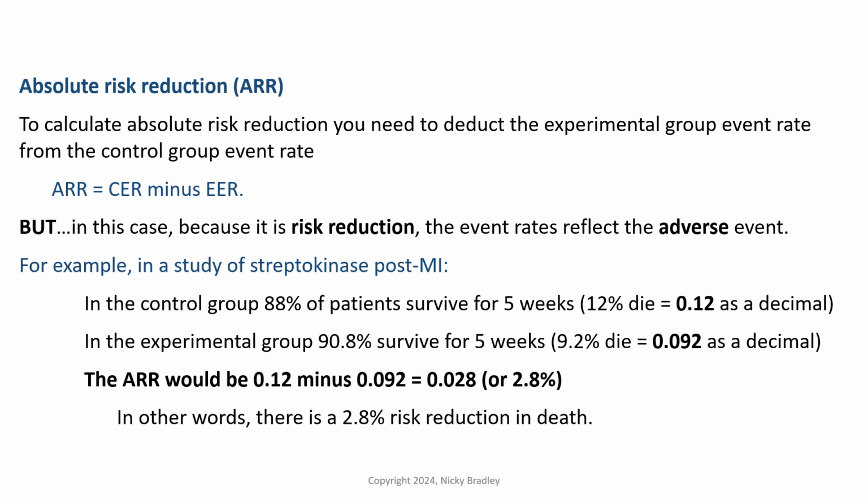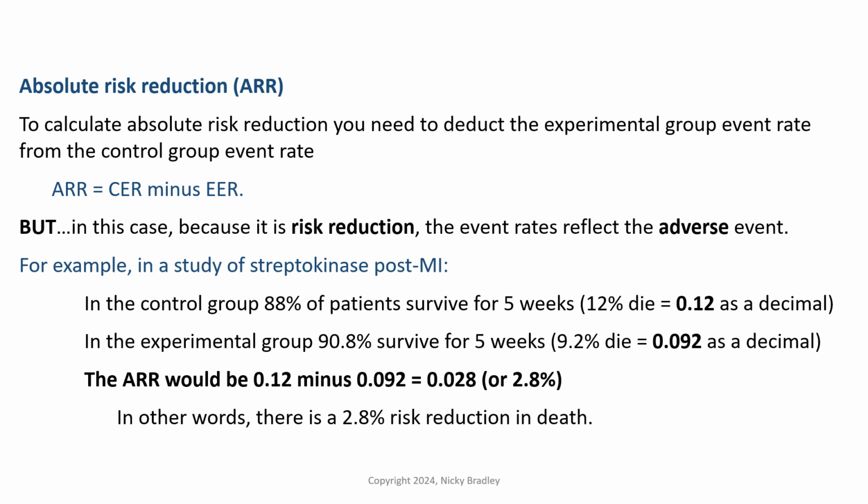So our absolute risk reduction would be, remember, our control event rate, which was 0.12, minus our experimental event rate, which was 0.092. If we work that out, it comes out as 0.028. Put it back up to a percentage to make it a bit more understandable, and we've actually got 2.8%.